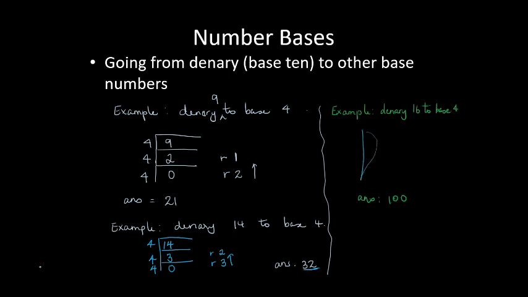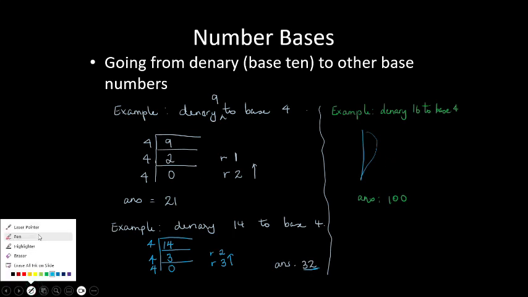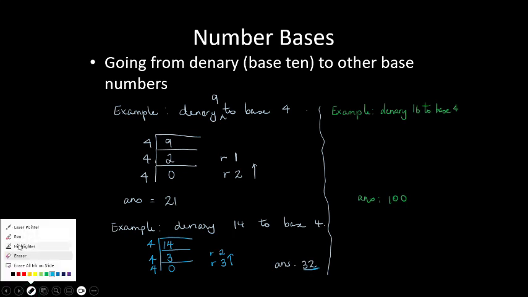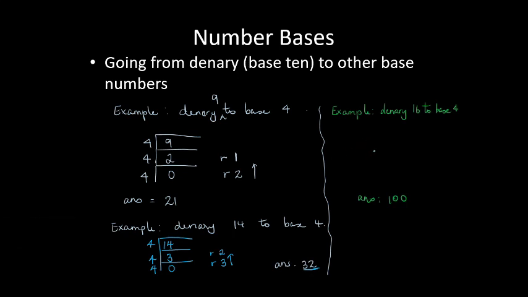Changing 16 into base 4. So let's try it now. We're going to draw our little ladder, and we're going to put our 4 outside and our 16 here. 4 goes into 16 4 times. We place it down here, and we have a remainder of 0. 4 goes into 4 once, and we have a remainder of, again, 0.